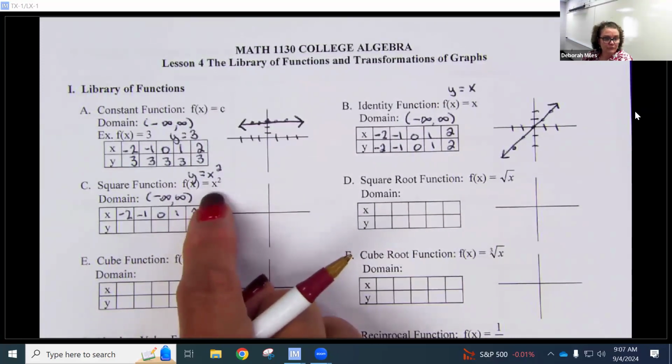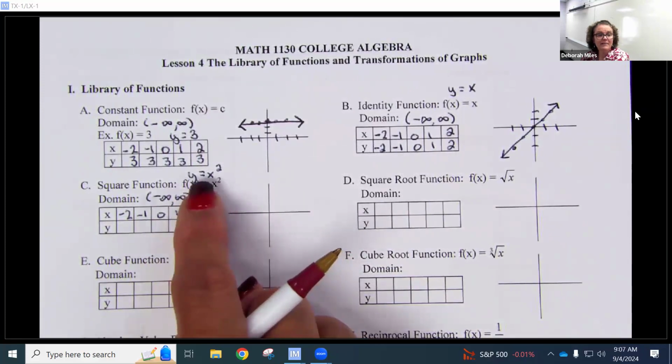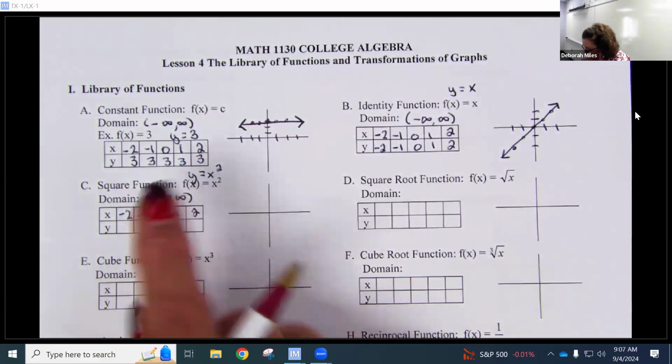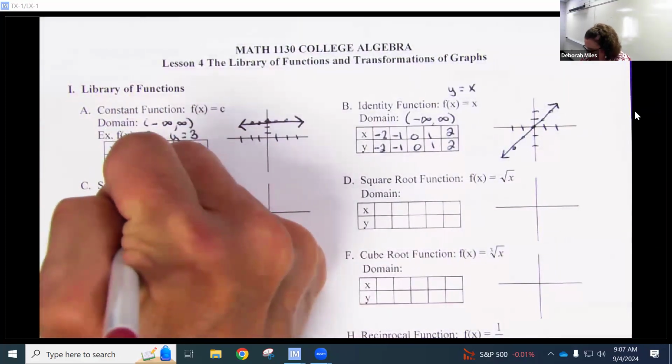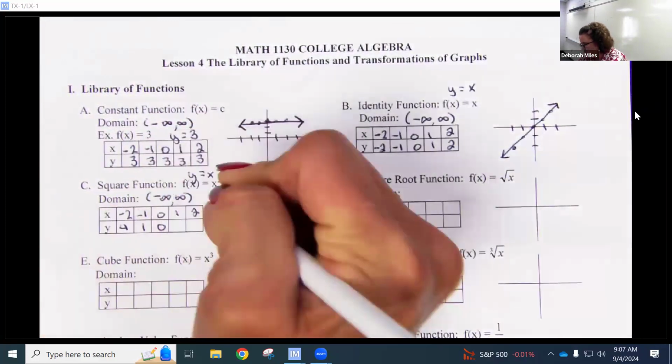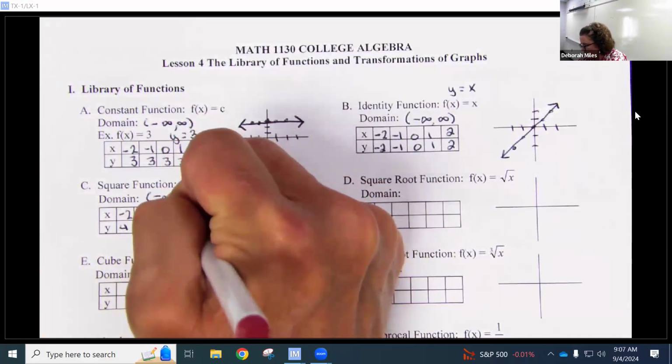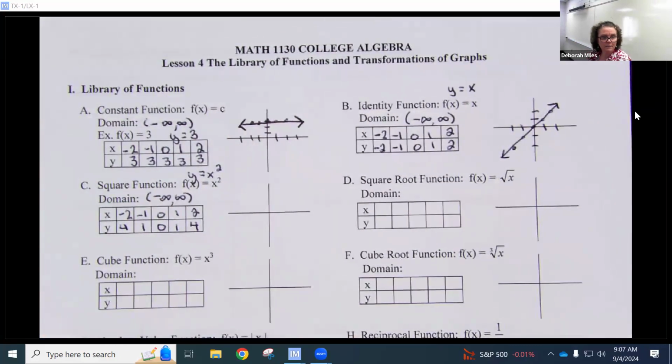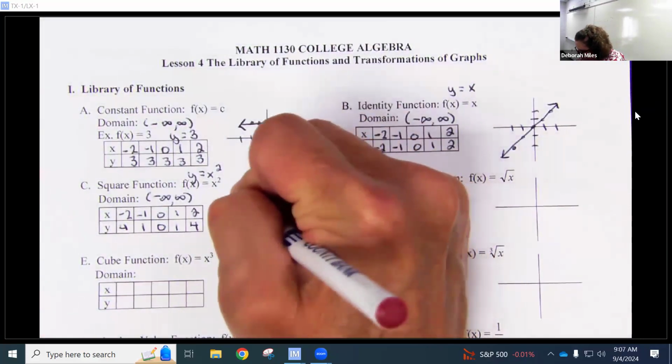I'm going to square each of these values because I'm putting them into the squaring function. -2 squared is 4. -1 squared is 1. 0 squared is 0. 1 squared is 1. 2 squared is 4. And then I'm going to plot those 5 ordered pairs.